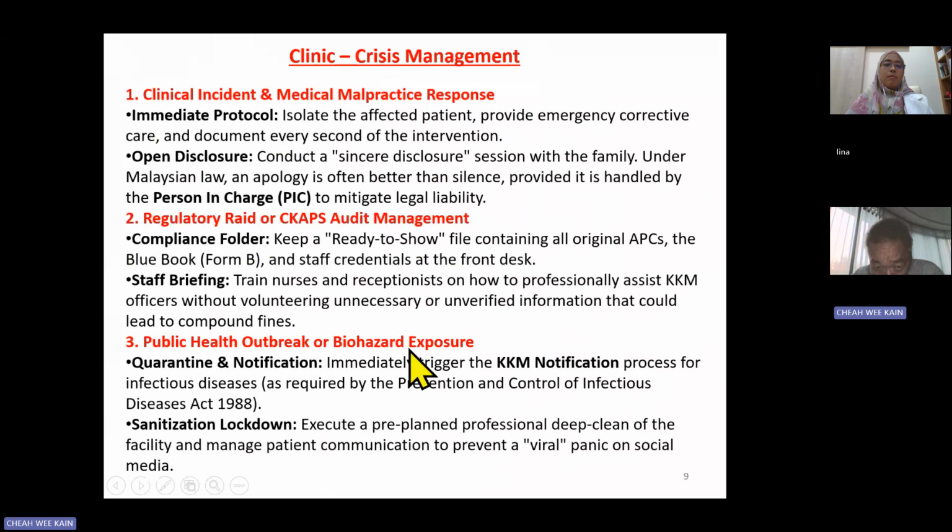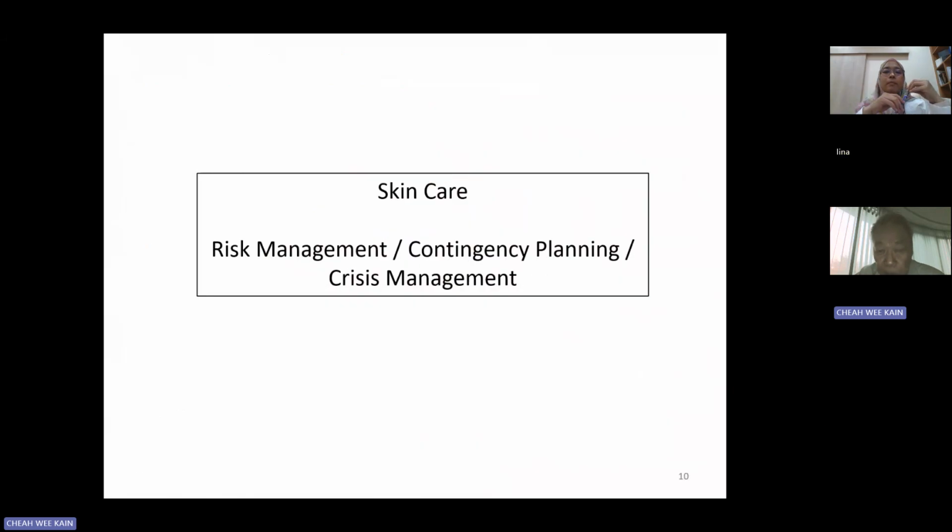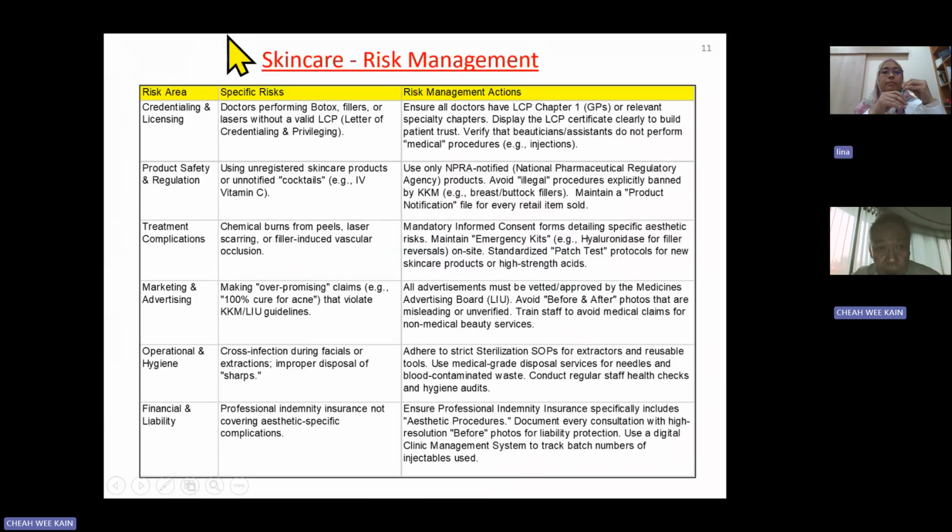Public health outbreak or biohazard exposure, quarantine notification. If you have such a thing, suddenly a suspected COVID person comes in, what are you going to do? You better trigger the notice and lockdown. All this must be done. Most of them, except for the one that says only one person talks, that's important. Come to skincare, you have the same thing: risk management, licensing, doctor performance, ensure all.